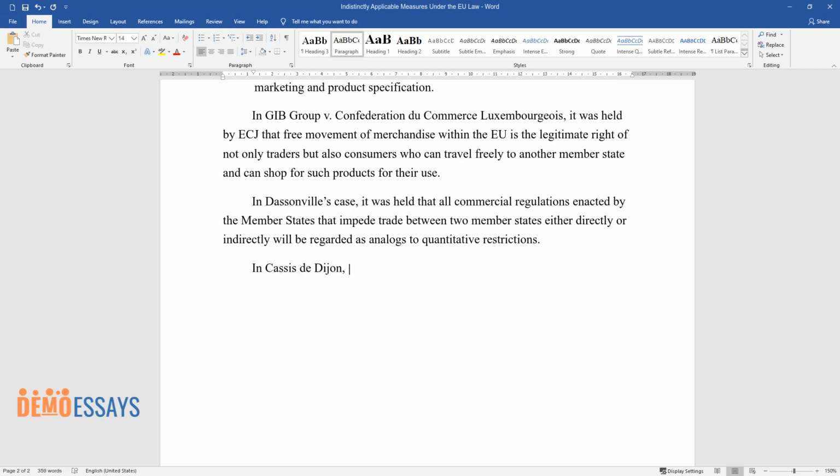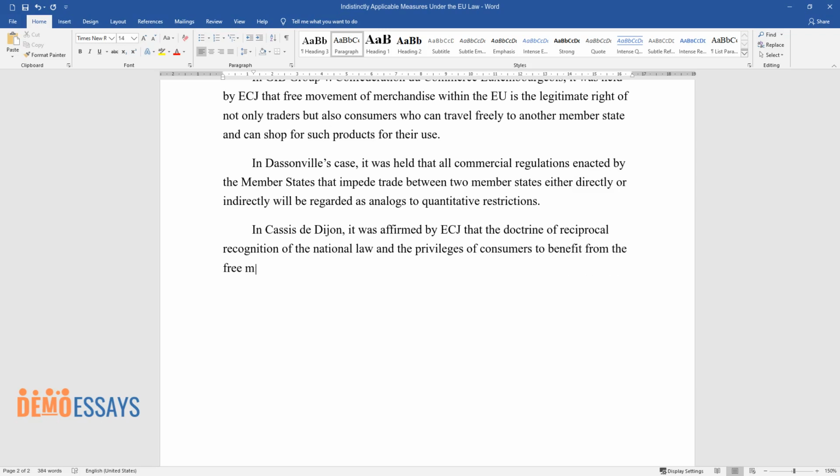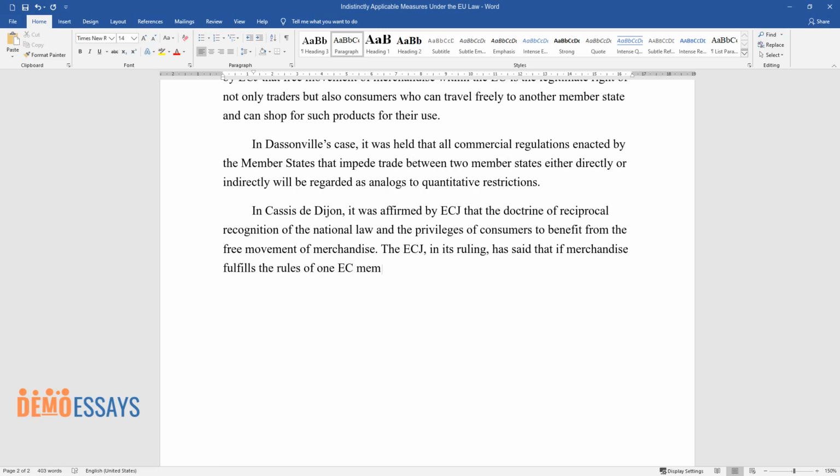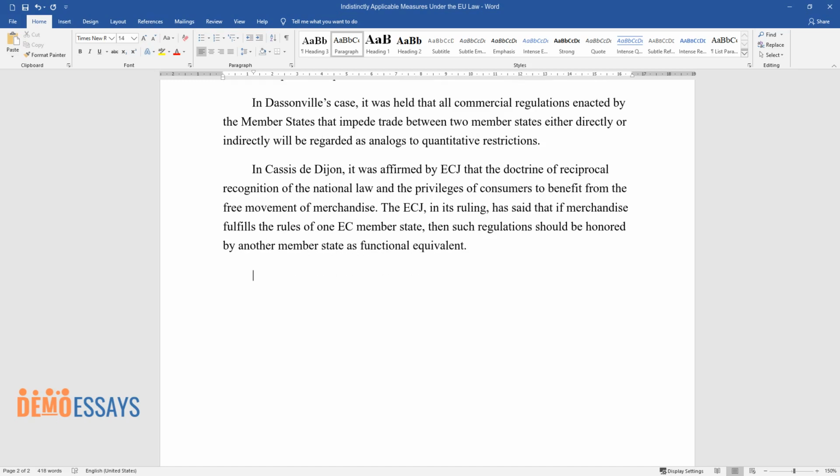In Cassis de Dijon, it was affirmed by the ECJ that the doctrine of reciprocal recognition of the national law and the privileges of consumers to benefit from the free movement of merchandise. The ECJ, in its ruling, has said that if merchandise fulfills the rules of one EC member state, then such regulations should be honored by another member state as functional equivalent.